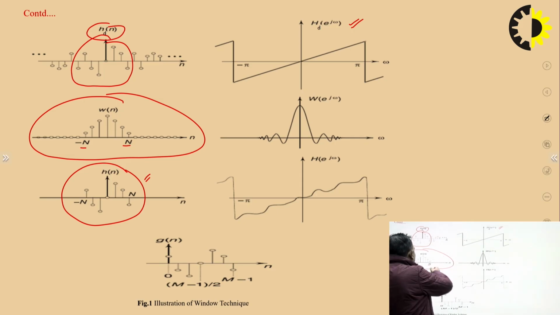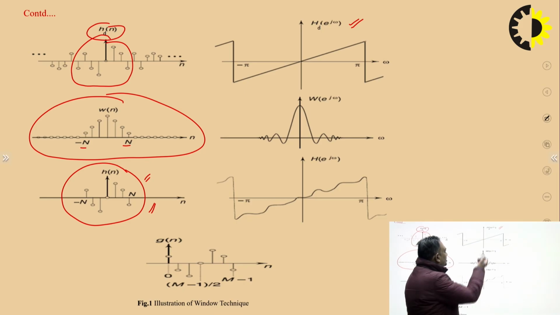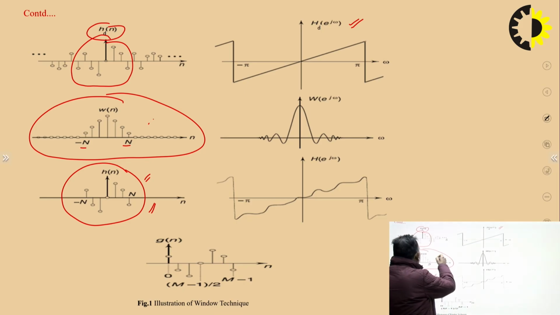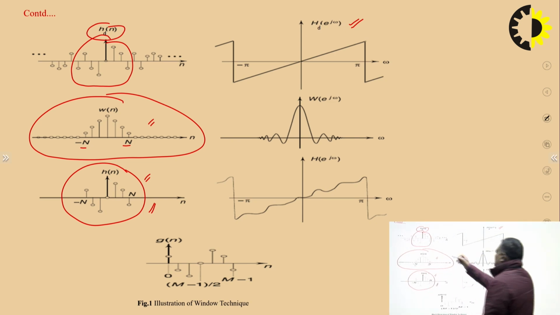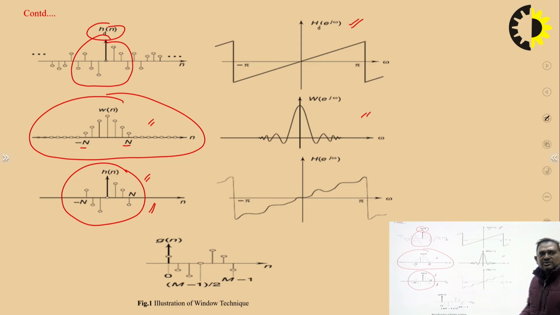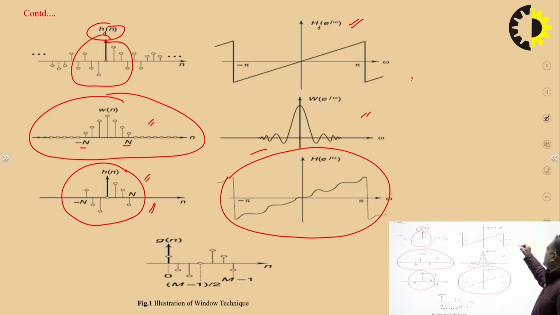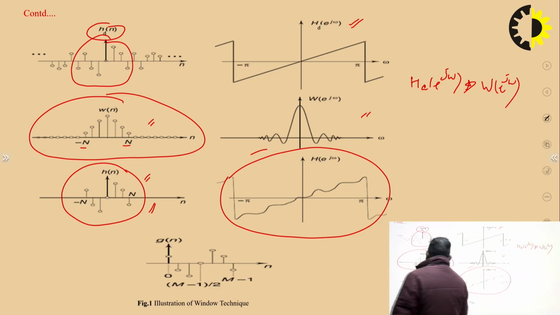So here the operation is multiplication, so that we are getting this, and here the operation is convolution. We are assuming that the frequency response of this type of signal is somewhat like this. It is of sinc type. So we get this when we convolve Hd(e^jω) with W(e^jω), this is the sign of convolution. This is the time domain representation and this is the frequency domain representation.